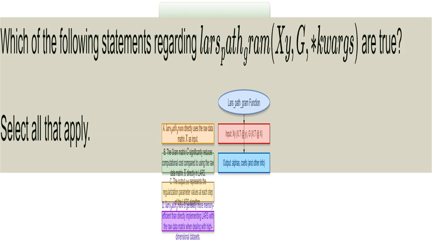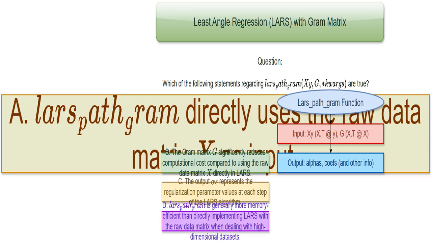This statement is incorrect. I already mentioned that lars_path_gram works with the gram matrix, G, and the vector XY, not the raw data matrix X. It doesn't need the original X matrix for its calculations. This is correct. Using the gram matrix is awesome. It avoids redundant calculations that would otherwise be needed when working directly with X, especially for high-dimensional datasets.